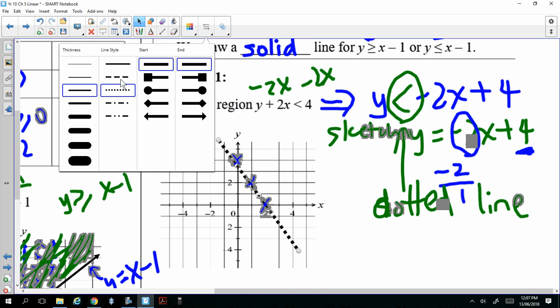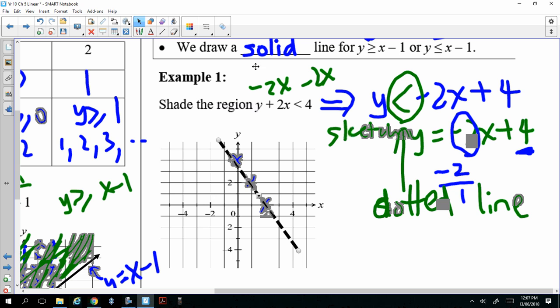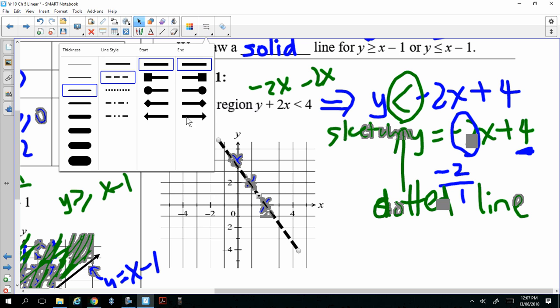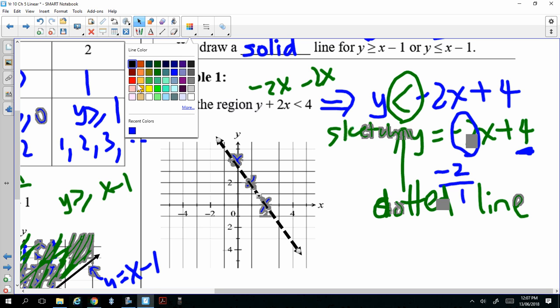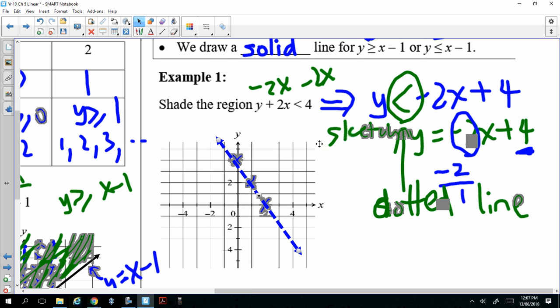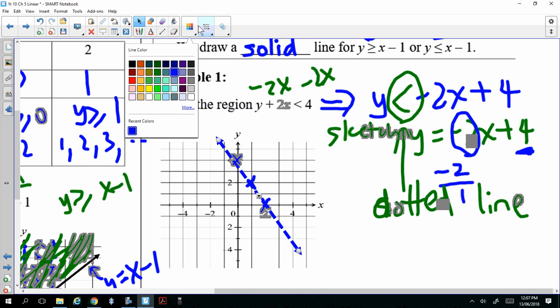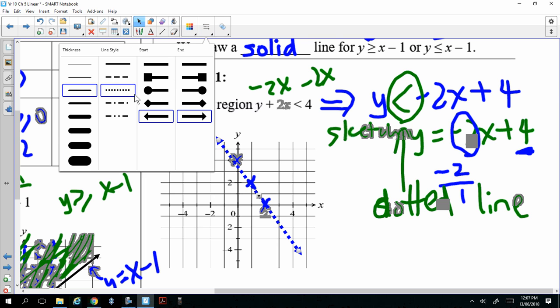Okay, dotted line like this, and then put arrows on both ends. Have to change the color so it looks good. Okay, so you have to do a dotted line like this. Maybe the dots are too thick, like this. Okay. All right. So you draw a dotted line like this.